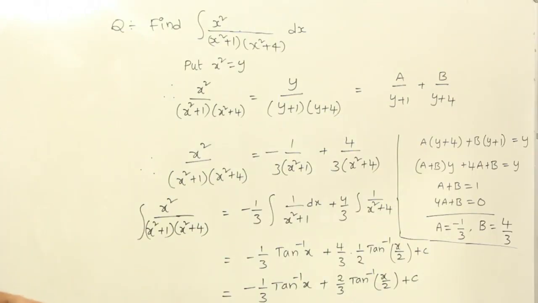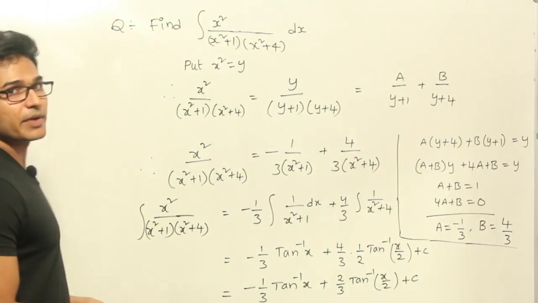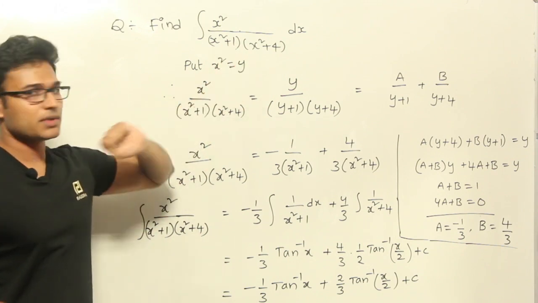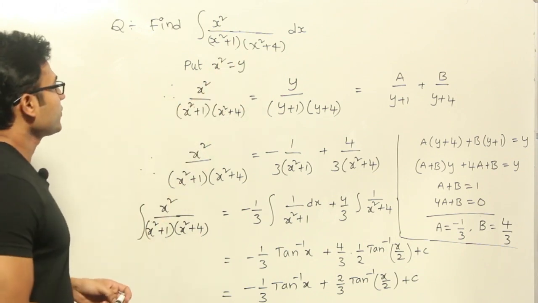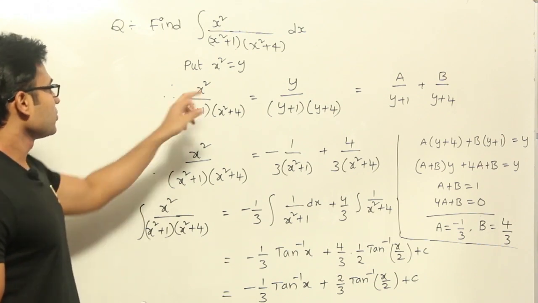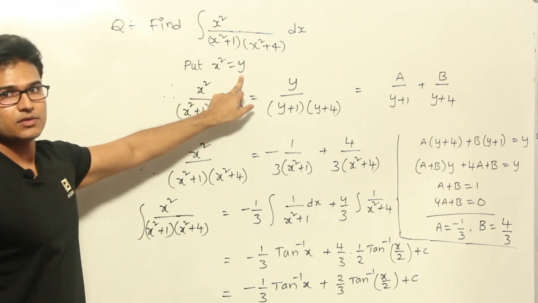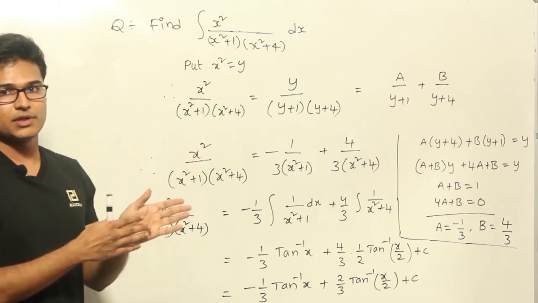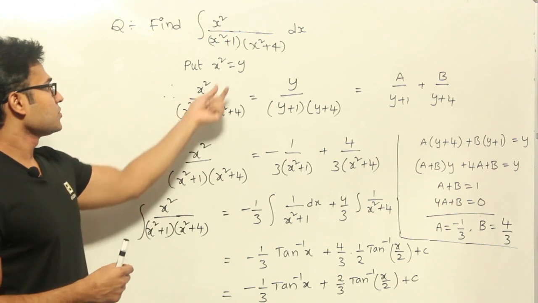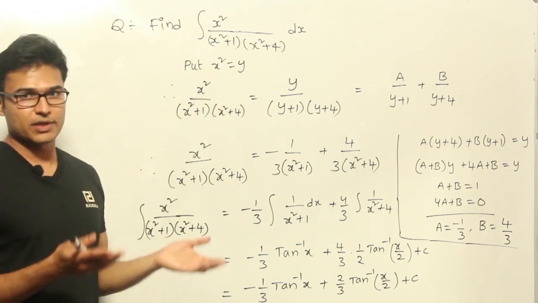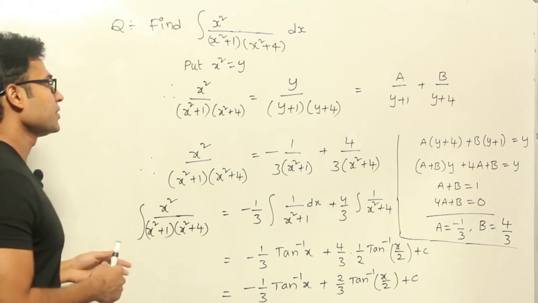Now let's see this question. Find the integral of x square by x square plus 1 plus x square plus 1 into x square plus 4 dx. So in order to solve it, let's put y in place of x square, so that we can just split it. It is not the substitution method. Instead of using x square, writing y will make it simple to visualize. That's it. I'm not using any substitution method here.